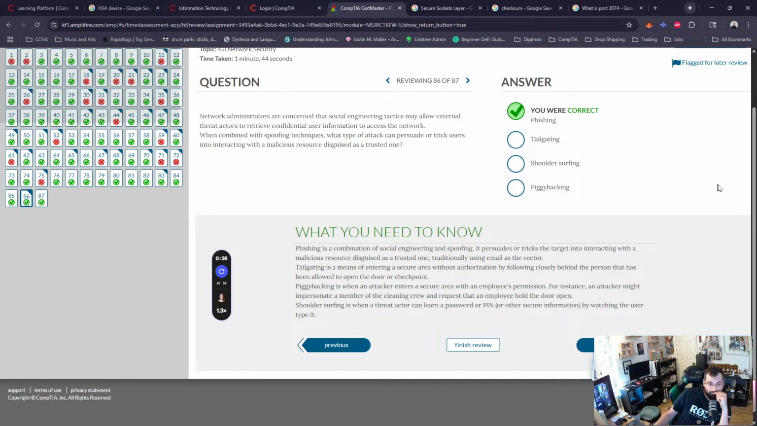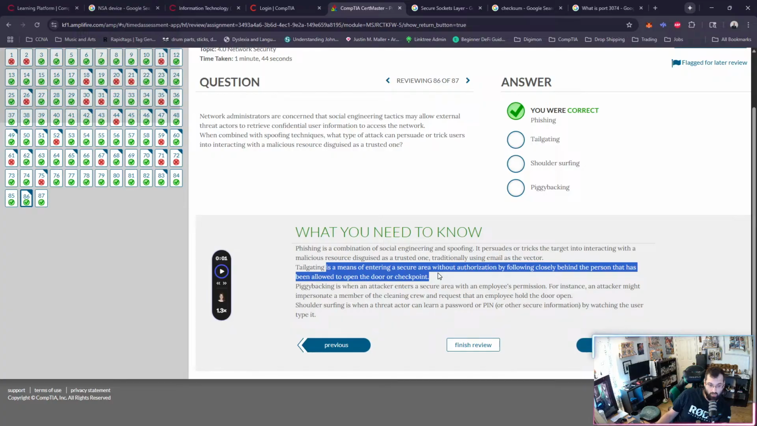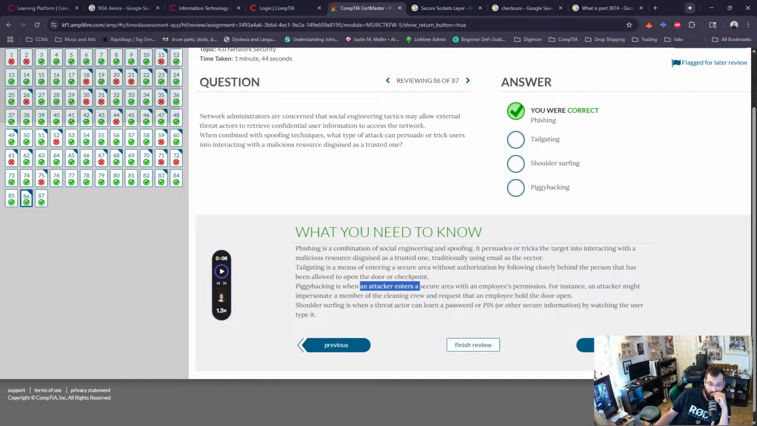Last one. And the reason I was stuck between phishing and piggybacking, I remember this question. I wanted to make sure that piggybacking is like tailgating, except it is allowing you to do it. Tailgating is the means of entering a secure area without authorization by following closely behind somebody. But piggybacking is when an attacker is given permission by an employee.